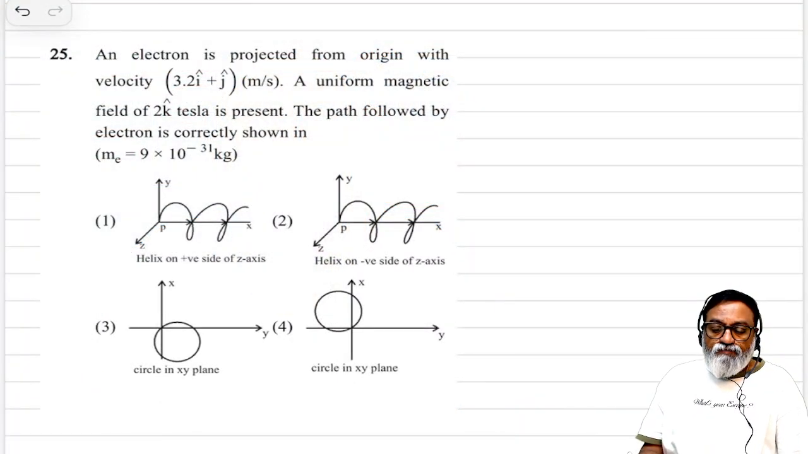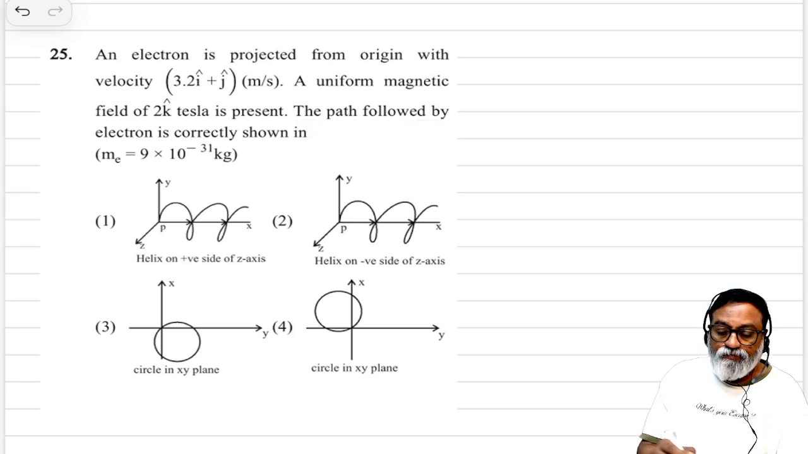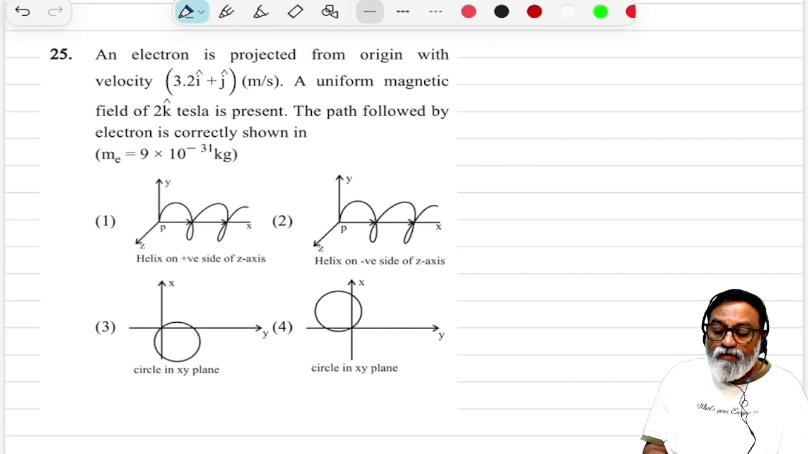An electron is projected from the origin with velocity 3.2 i cap plus j cap meter per second. A uniform magnetic field of 2 k cap Tesla is present. The path followed by the electron is correctly shown. See here, velocity v bar is equal to 3.2 i cap plus j cap, and b bar is equal to 2 k cap.